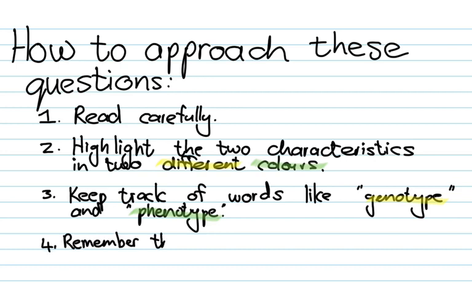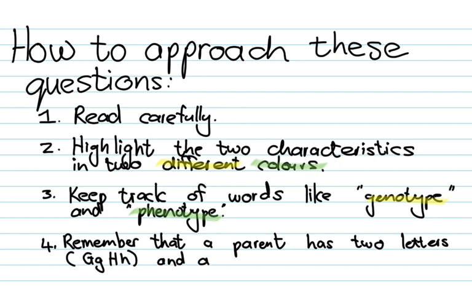And lastly, you're going to have to remember that a parent always has 2 letters. So not just 2 G's and 2 H's, okay, but 2 of the same letter, while a gamete only has 1. So sometimes they'll combine different topics like using the phenotype of the gamete or the genotype of the parent. And that's why you're going to have to go back to step 1, which is read carefully.